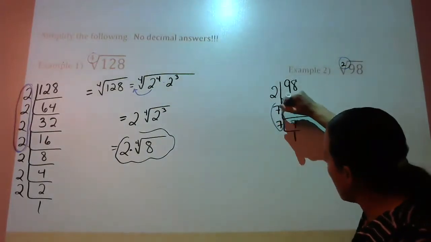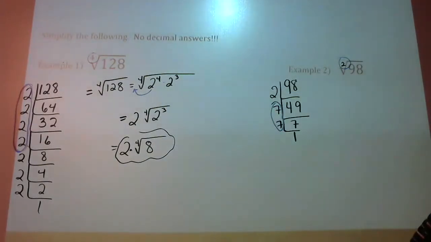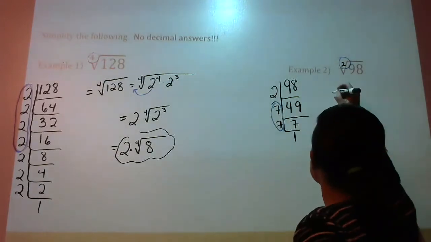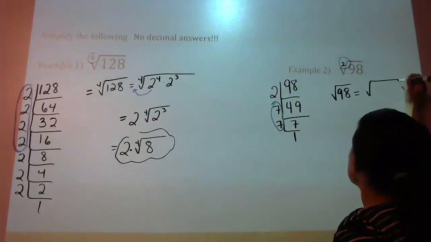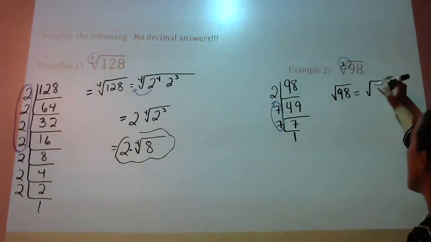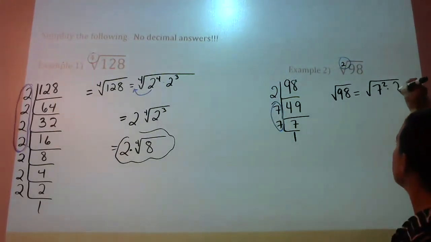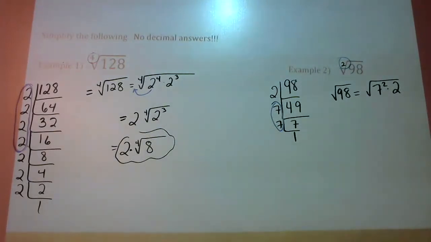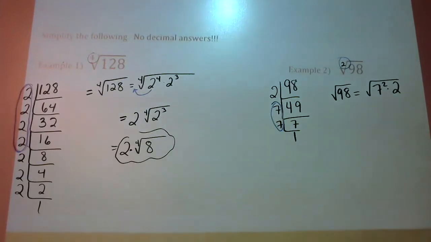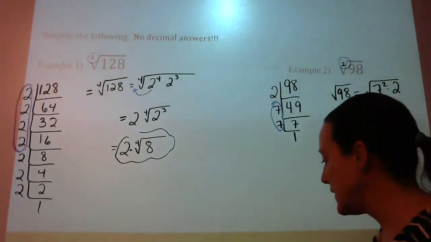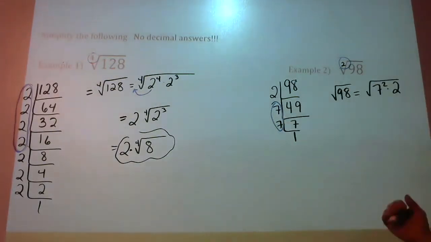All right, I'm looking for groups of 2. Well, I only have a group of 2 right there. So now my job is I need to rewrite 98 as groups of 2 and whatever's left over. So I can write 7 squared times 2. Put it in your calculator and see if 7 squared times 2 equals 98. It should. All we're doing is rewriting 98 as its prime factorization. So what gets to leave the jail, okay? What gets to leave the radical?